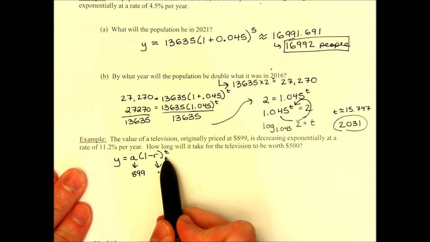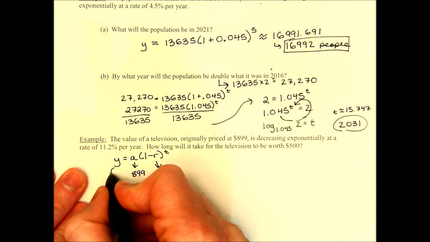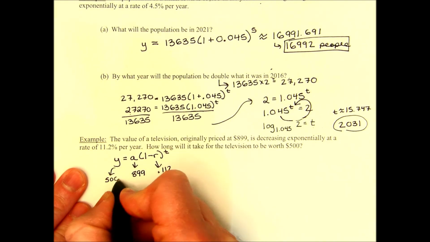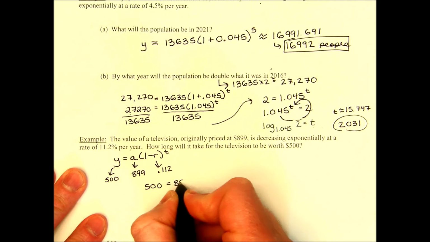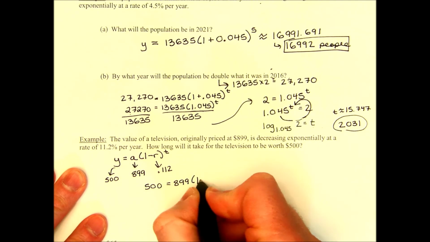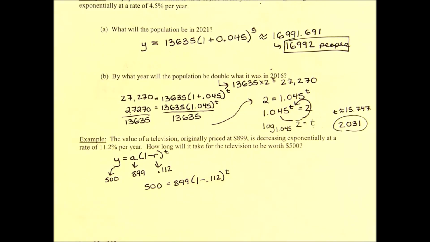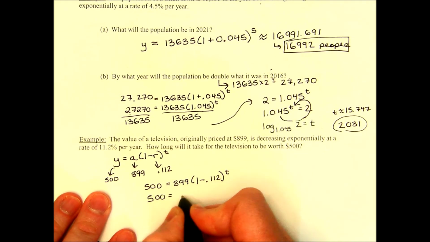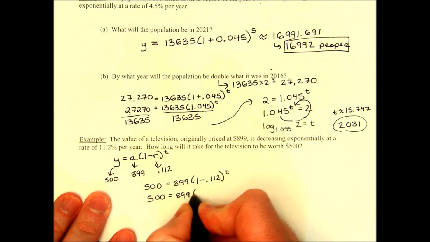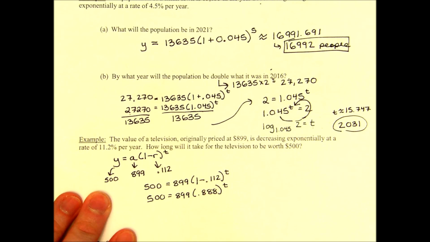I don't know the time. I don't know the power, which means I'm going to have to use some logarithms. But I do know the ending amount. The ending amount is 500. I'm going to say 500 equals 899 times 1 minus 0.112 raised to the t. Well, 1 minus 0.112 should give you 0.888. So 500 equals 899 times 0.888 raised to the t.